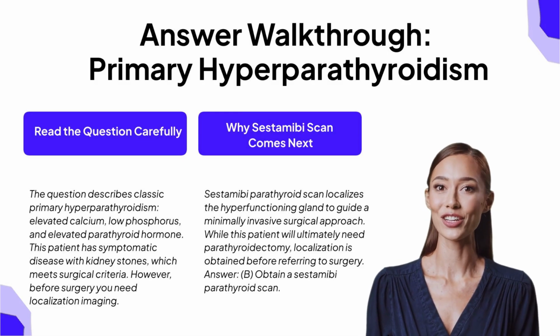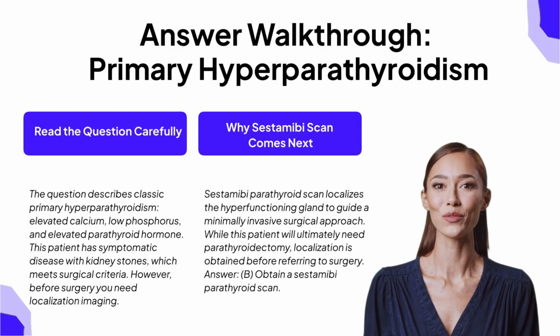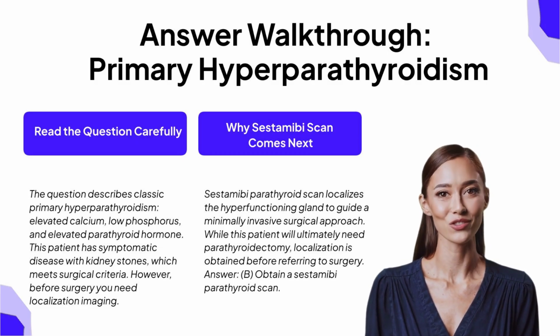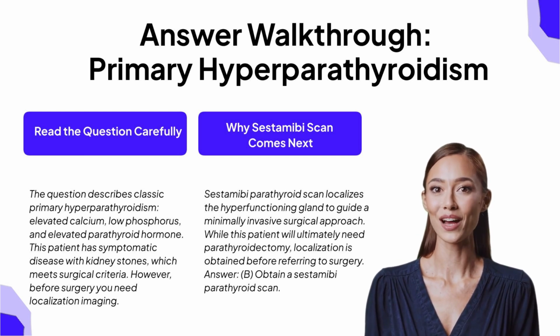Before sending someone to surgery, you need localization imaging with a sestamibi parathyroid scan to identify which gland is abnormal. Starting a bisphosphonate does not treat the underlying disease. Repeating the calcium is unnecessary when the diagnosis is already clear. The correct answer is B. Obtain a sestamibi parathyroid scan.